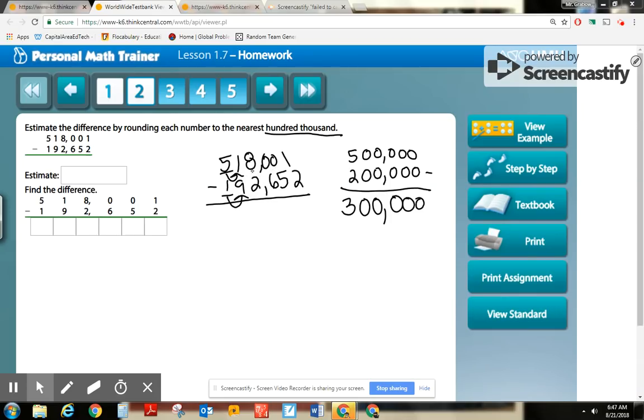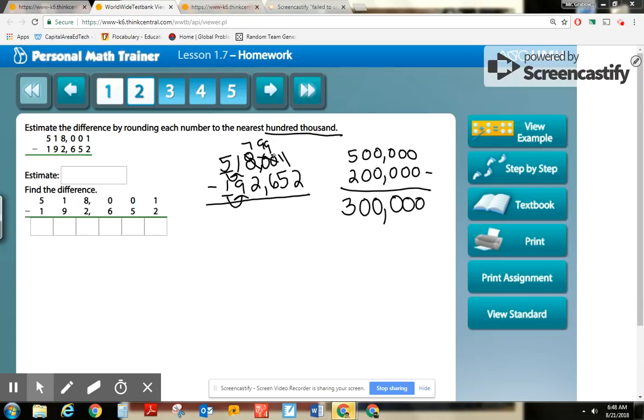So it's all the way in the thousands place that's going to help us. But right here, I see 800. So I'm going to borrow from this 800. So it's going to become 799. I just put this here.